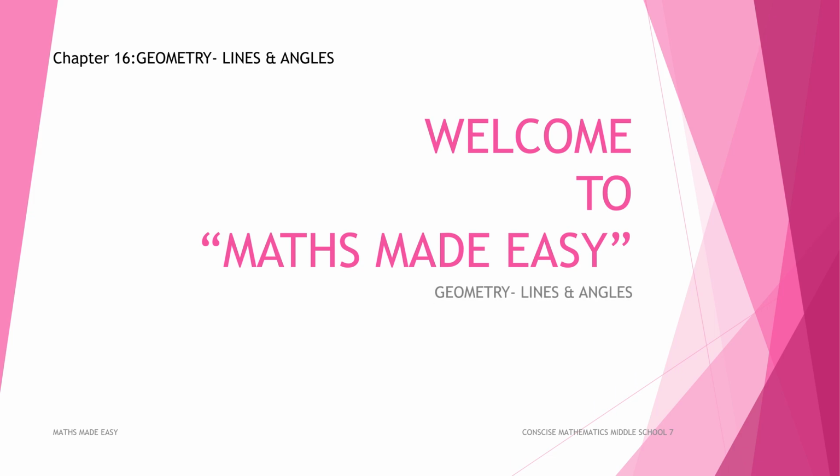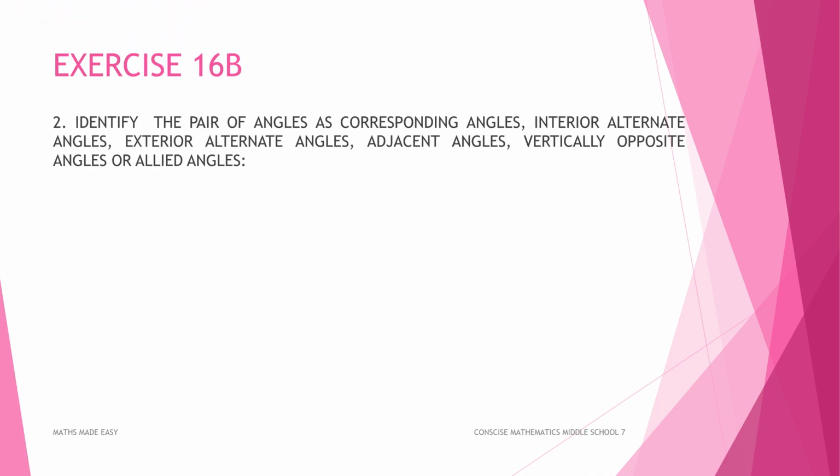Let's continue with geometry, lines and angles, exercise 16b, part 2. Here they are asking us to identify the pair of angles as corresponding angle, interior alternate angle, exterior alternate angle, adjacent angle, vertical opposite angle and aligned angle. Remembering this many angles is really very difficult. You need to remember them based on their names, right?